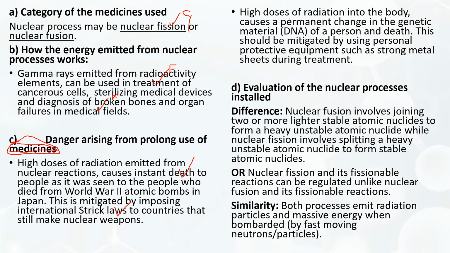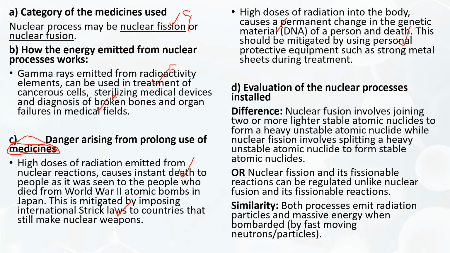Then we are saying that high doses of radiation into the body causes permanent change in genetic material, DNA of a person, and death. This should be mitigated by using personal protective gear. So you can see these are 2 points. You can choose only one. We are looking at the effect of this energy that is released, which is the gamma rays.